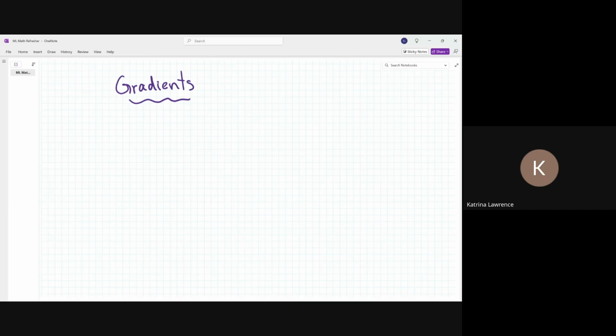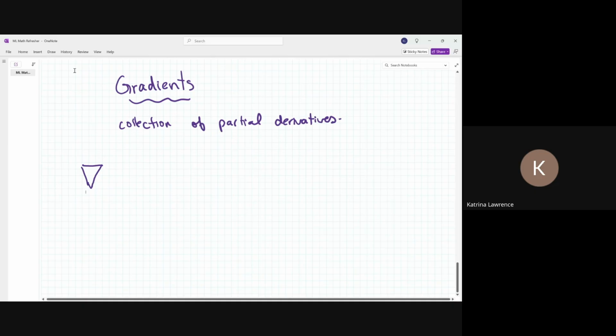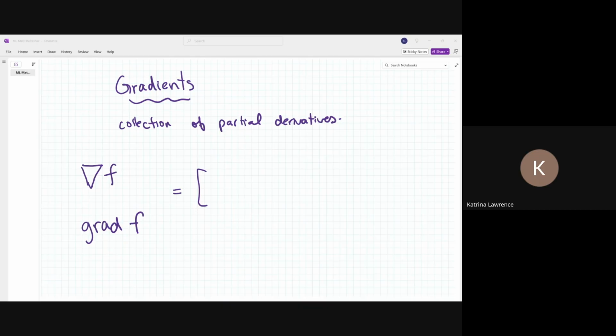Gradients essentially are a collection of partial derivatives. So we'll write that down, of partial derivatives. And a gradient itself is a vector. So the notation for gradient is you can either have this upside down triangle here, with f your function, or you can also write it as grad f. So both of these are equivalent notations.